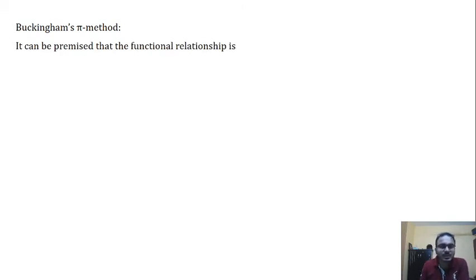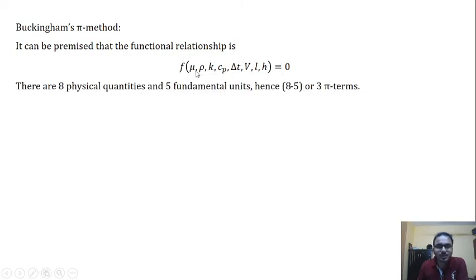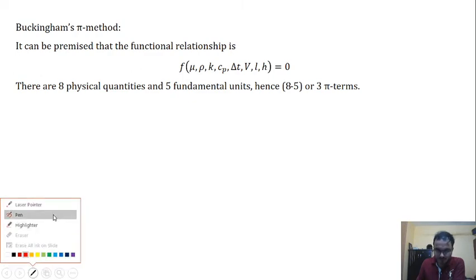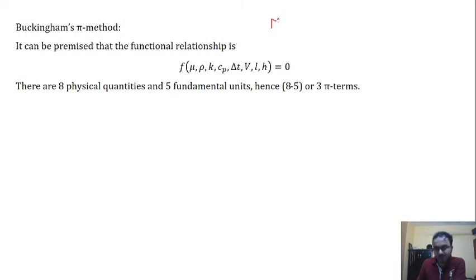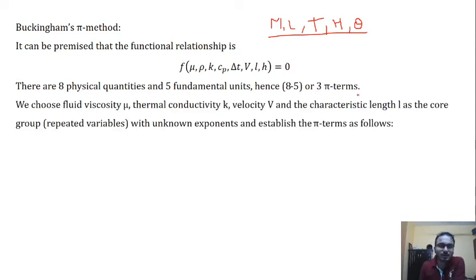And it can be premised that the functional relationship is this, that is function of mu, rho, k, Cp, delta T, V, L, H is 0. So as you can count, there are total 8 physical quantities. Out of that 5 are fundamental units. Which 5 fundamental units? M, L, T, H and theta. Okay, so there are 5 fundamental units. So there will be 3 pi terms in our problem.